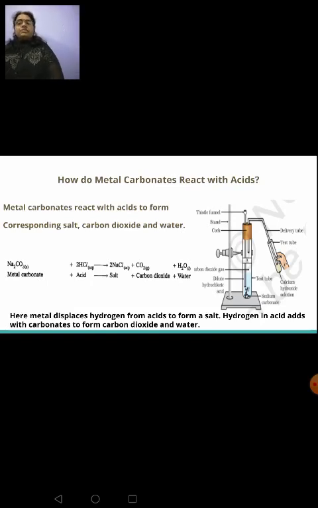Okay, and one more thing you have to understand in this reaction. Here actually what happens, the metal in that carbonate displaces hydrogen from acid to form the salt, and that hydrogen from the acid adds with carbonate to form carbon dioxide and water. Understood? What happens here is the metal, that is the metal in that carbonate, in sodium carbonate, sodium is the metal, displaces hydrogen from hydrochloric acid to form the salt sodium chloride.